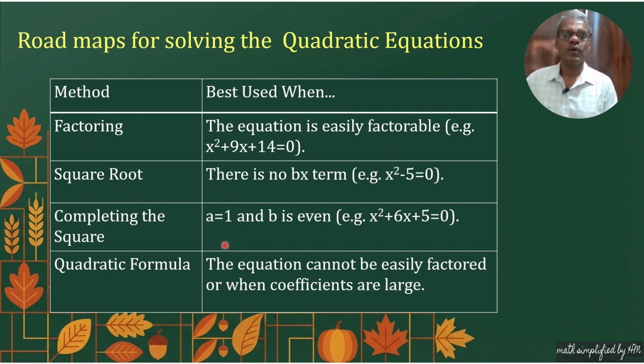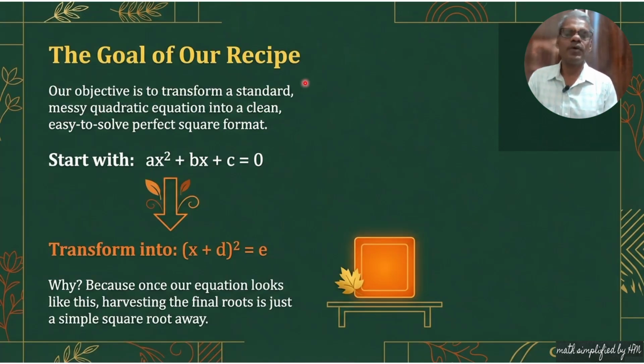If the coefficient of x square is 1 and the middle term's coefficient b is even, then the completing the square method is best to use. And lastly, if the equation cannot be easily factored, or when coefficients are large, the quadratic formula is used. The goal of today's recipe, our objective, is to transform a standard messy quadratic equation into a clean, easy to solve perfect square format.